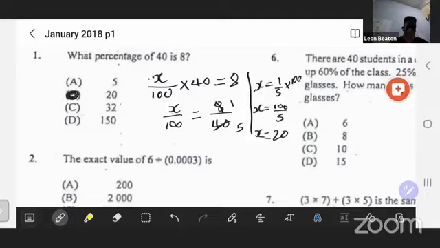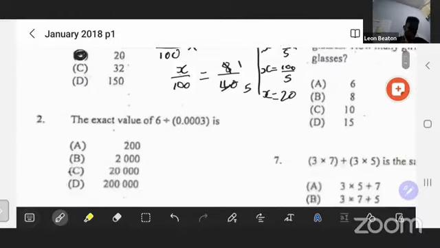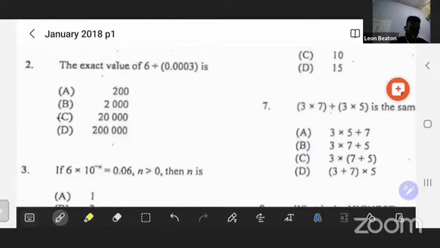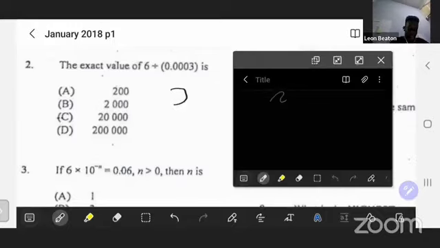All right, so that one was reasonable, which is straightforward. So number 2 says the exact value of 6 divided by 0.0003 is, and we have 6 divided by 0.0003. So we set that down as a normal division. All right, let me open up this document. So we set this down as a normal division, in which we'll have 6, and it will be divided by 0.0003. And we just move the decimal point to make 3 into a whole number.